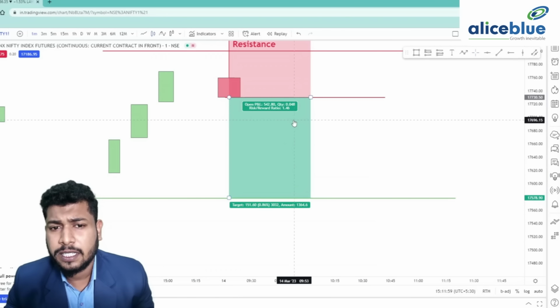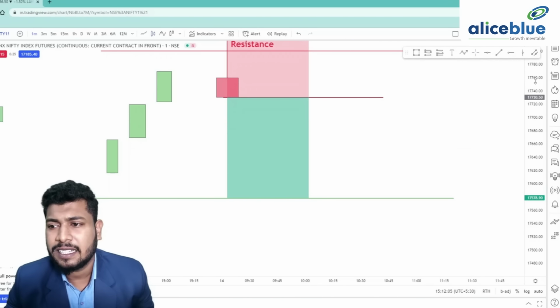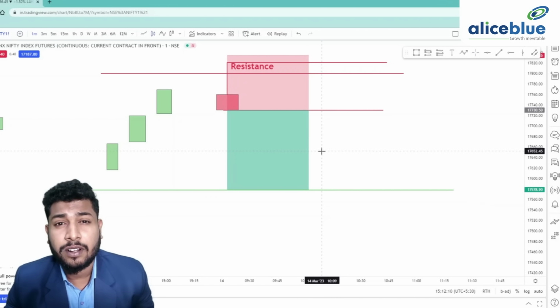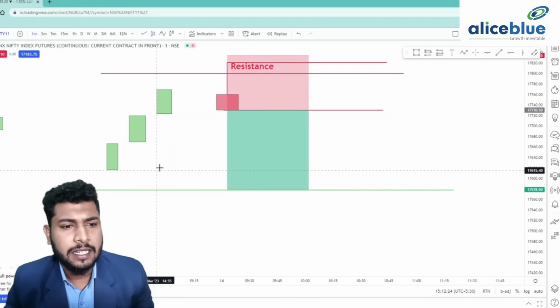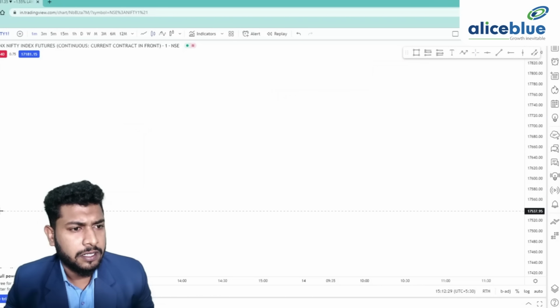This is how the shooting star pattern works. A shooting star is a bearish reversal pattern in a trending market. The shooting star pattern is only formed in an uptrend. That means in an uptrend it's valid, and it's formed only at a key level. That means a resistance or a supply zone is a high probability shooting star pattern. Let's check with some examples in the Nifty future chart.